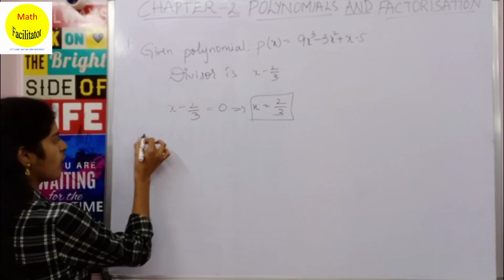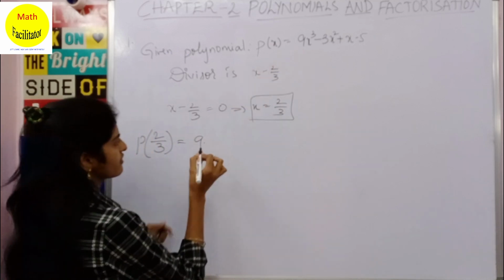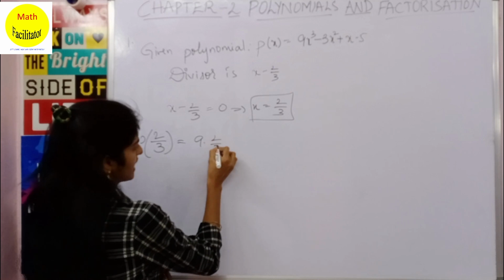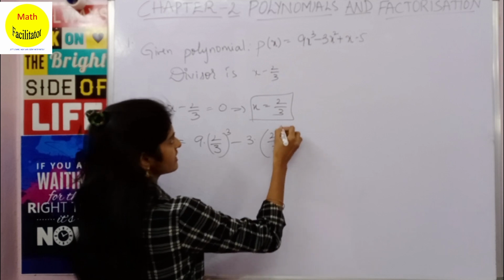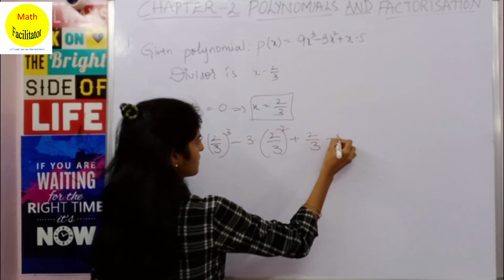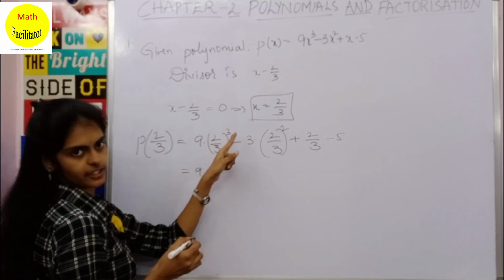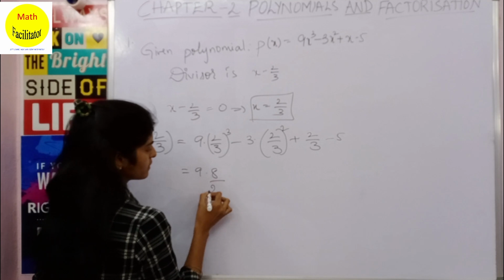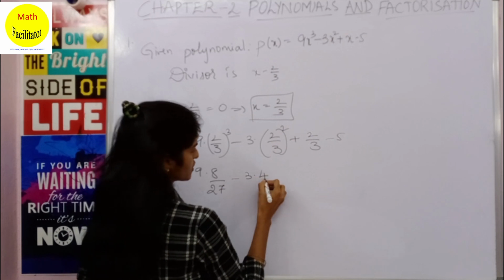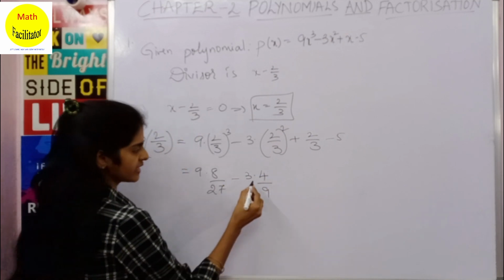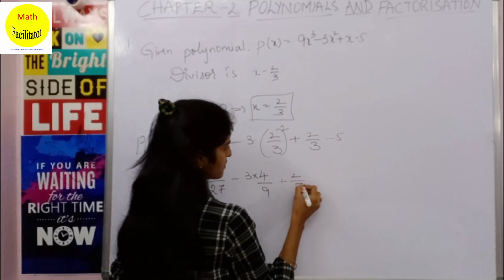So you will find p of 2 by 3. This is nothing but 9 into, in the place of x you will write 2 by 3, so 2 by 3 whole cube, minus 3 into, in the place of x again 2 by 3 square, plus 2 by 3 minus 5. Clear? Now solving, it is 9 into 2 cube by 3 cube. 2 cube is 8, 3 cube is 27. Minus 3 into 2 square by 3 square. 2 square is 4, 3 square is 9. This dot represents multiplication, again don't get confused. Then plus 2 by 3 minus 5.